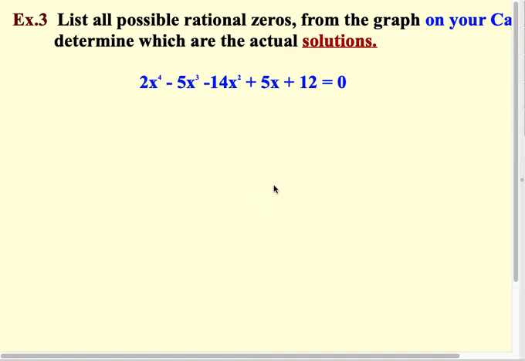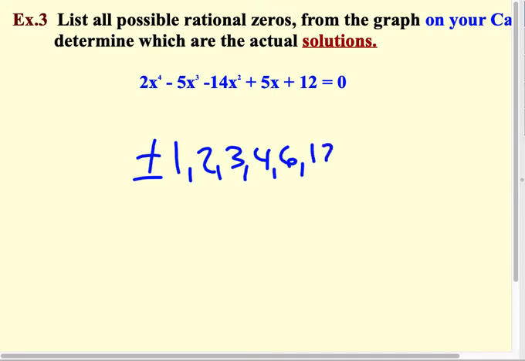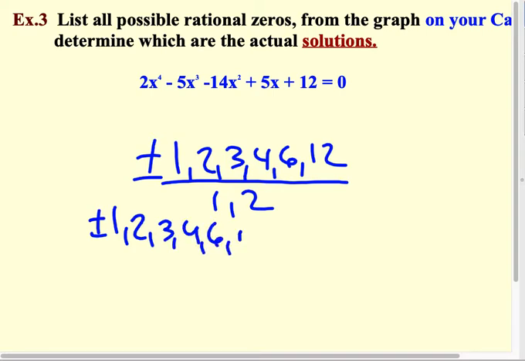So list all possible rational zeros, and use your calculator to determine which ones are the actual zeros. So when you're doing the P over Q, list 12, has a pretty good list. Then put that over 2. Now you got a really good list. If you do all the possibilities, of course, the others you would have would be 1 over 2, 3 over 2, and then the rest would be repeats.